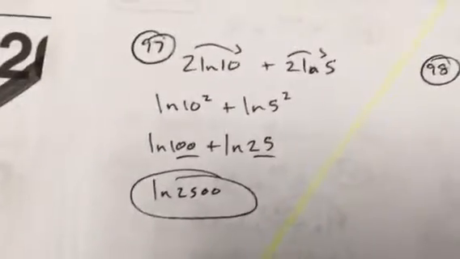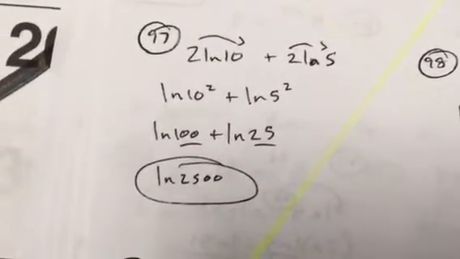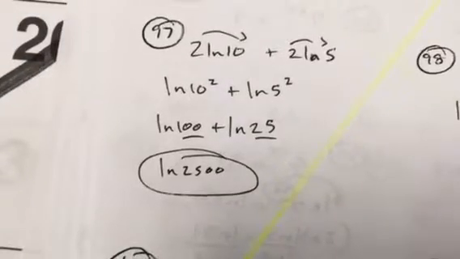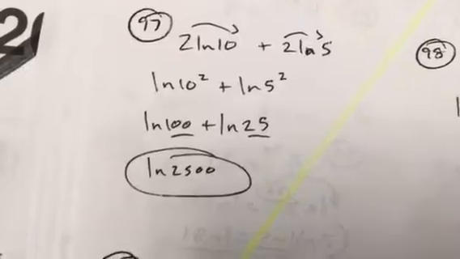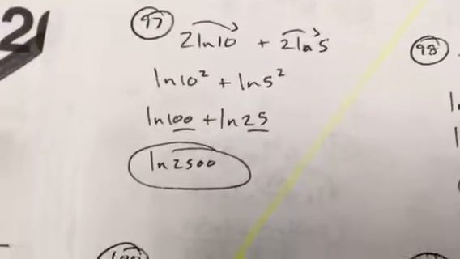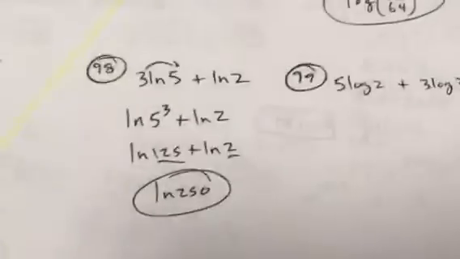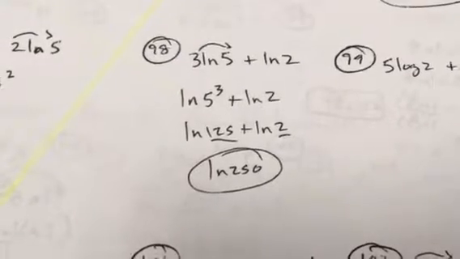97, put the exponent up. So 10 squared is 100. Natural log of 100 plus 2 goes up as the exponent. 5 squared is 25. 100 times 25 is 2,500. Natural log of that number. Don't forget the natural log on the outside.